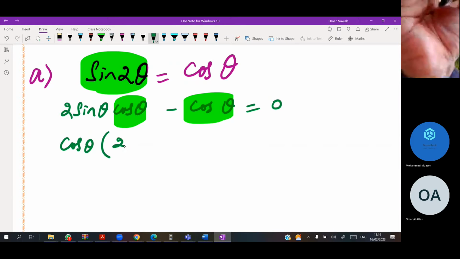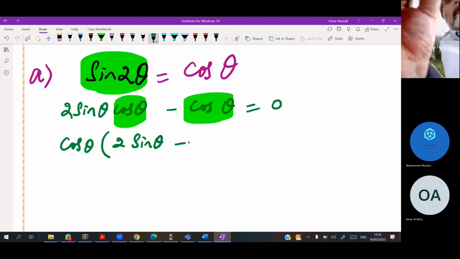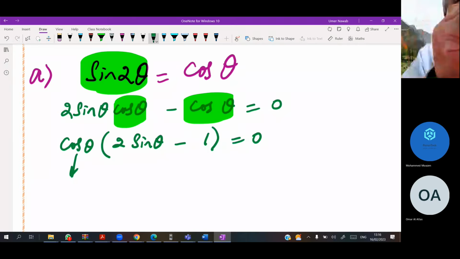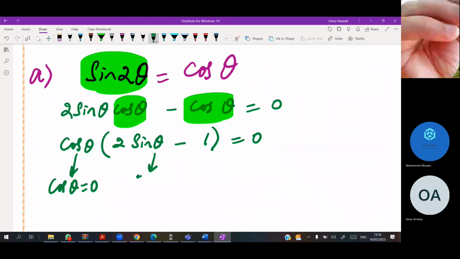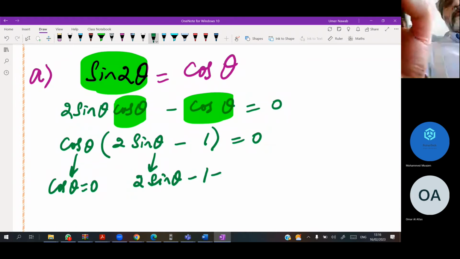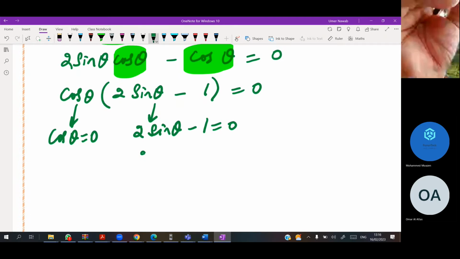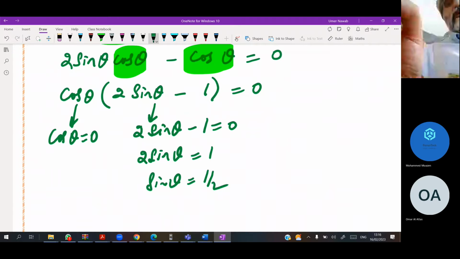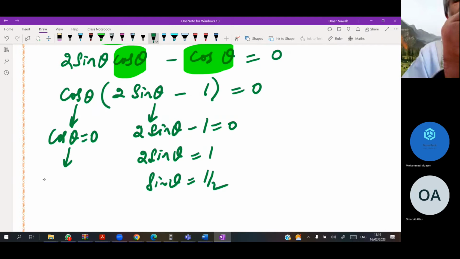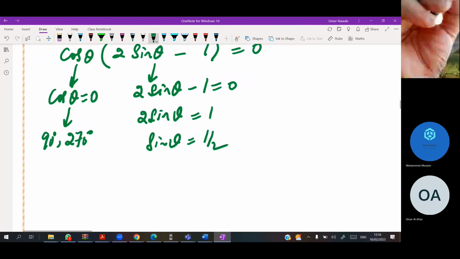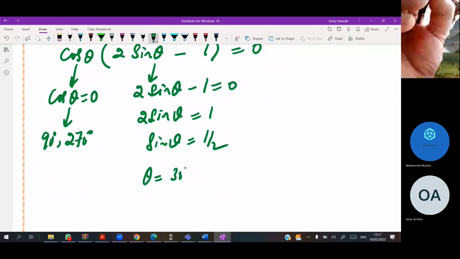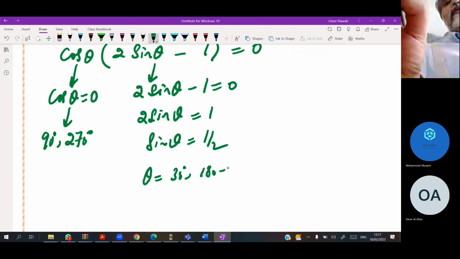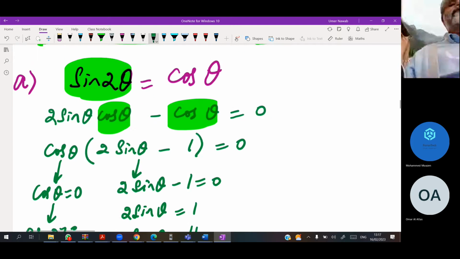When I take cosine theta common, I will be left with 2 sine theta minus 1. So either cosine theta is equal to 0 or 2 sine theta minus 1 is equal to 0. Now 2 sine theta is equal to 1 and sine theta is equal to half. Cosine is 0 at 90 degrees and 270 degrees. As far as sine theta is half, theta is 30 degrees and 180 minus 30 will give you 150. So these are the 2 answers for this particular question.